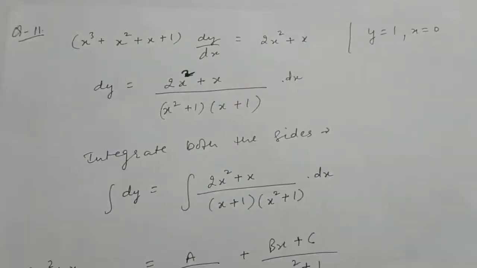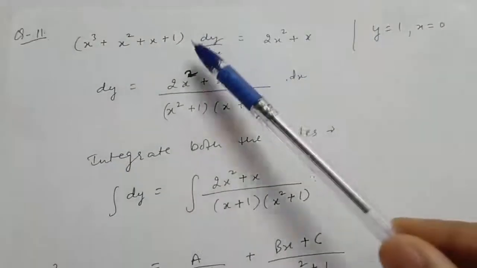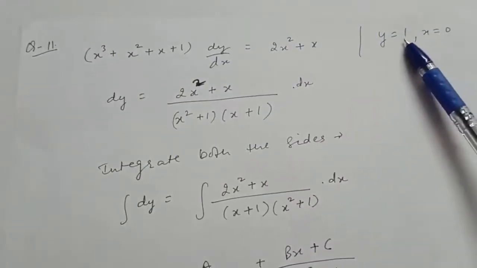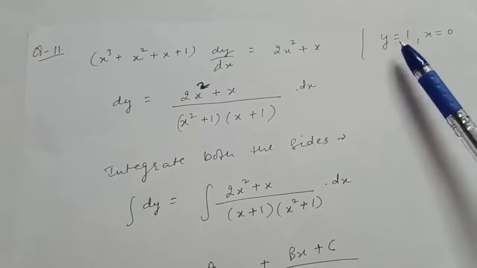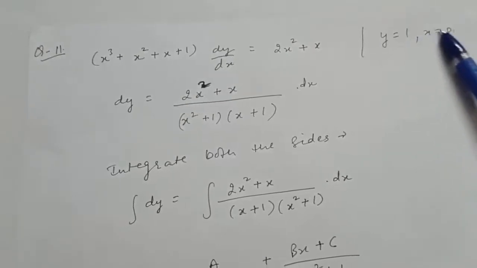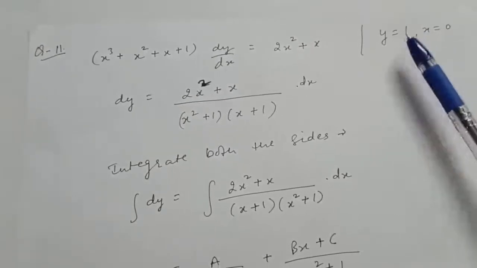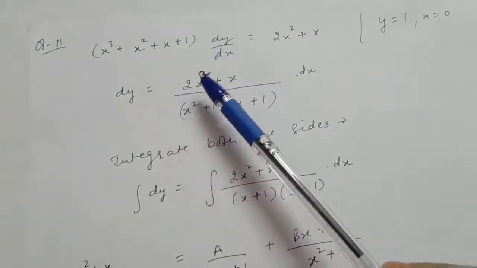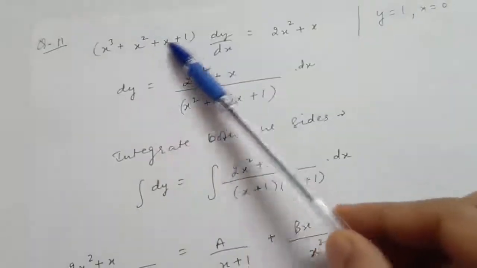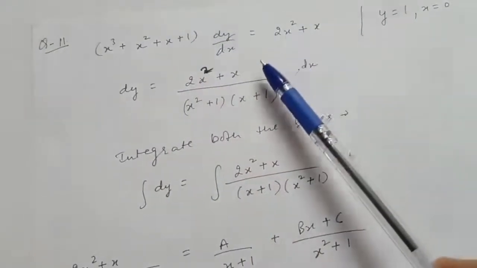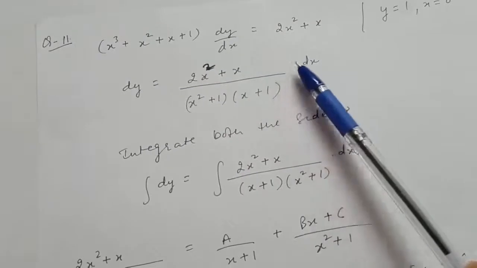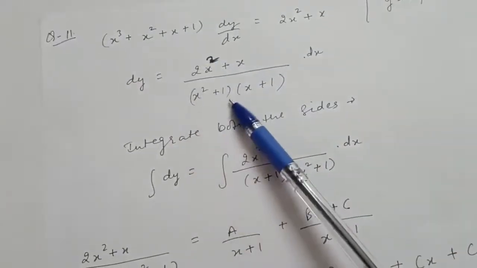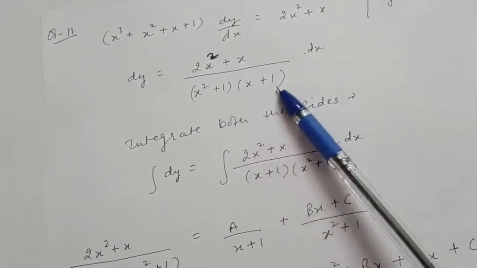Now in question number 11, this differential equation is given. And also it is given that when x is equal to 0, y is 1. So it means we have to find the particular solution because this additional information is given to us. So keep dy this side equal to, take this dx and this complete term on this side. So it will be equal to (2x square plus x) into dx upon, now see, this can be written as (x square plus 1) into (x plus 1).